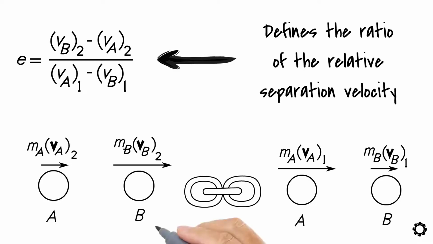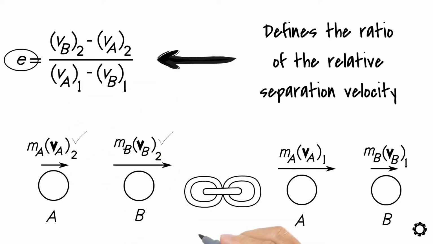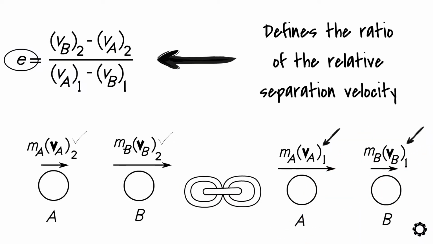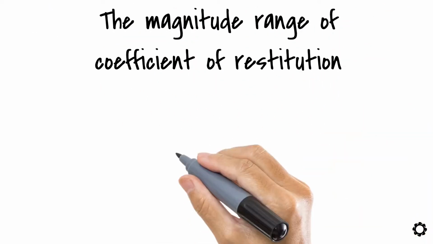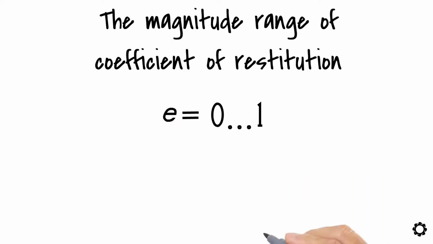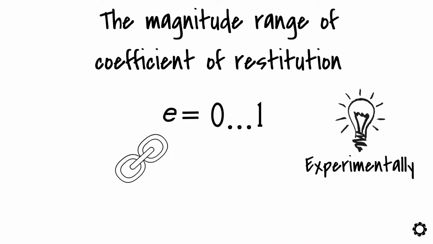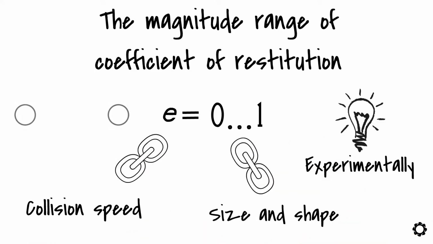Most often, we use coefficient of restitution to solve the final velocities of the particles after their separation, when we have knowledge about their initial velocities. Be aware that the magnitude range of coefficient of restitution can be between 0 and 1. And it has been proven experimentally that the magnitude is dependent on the collision speed, and also on the size and shape of the colliding objects.